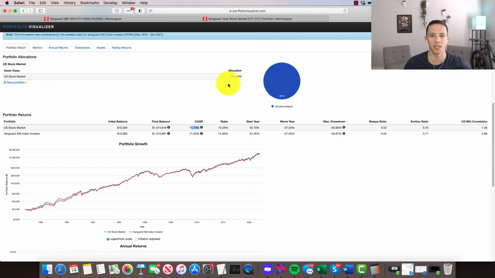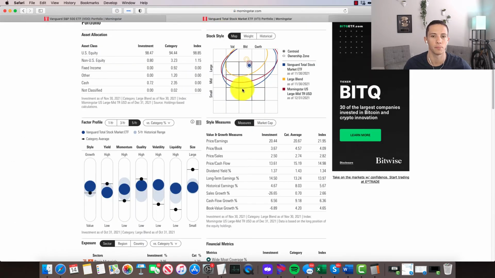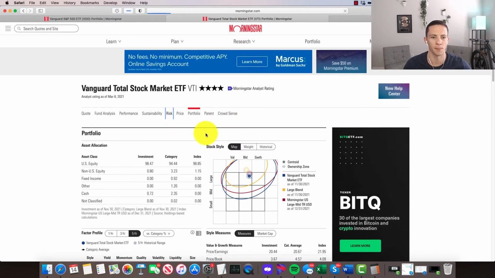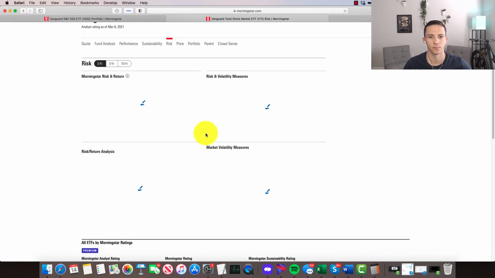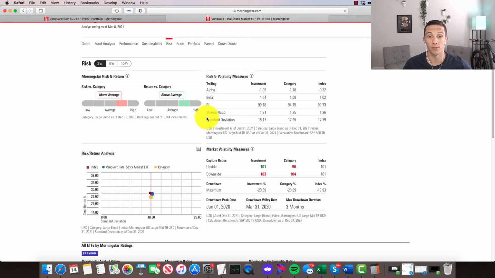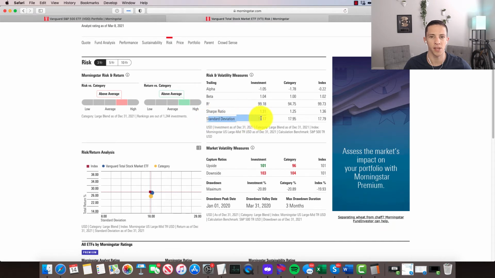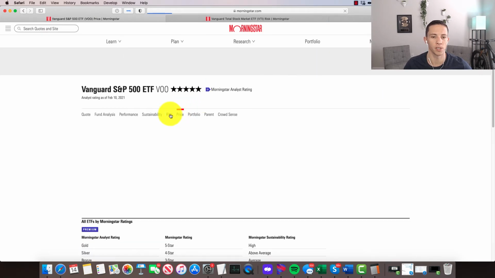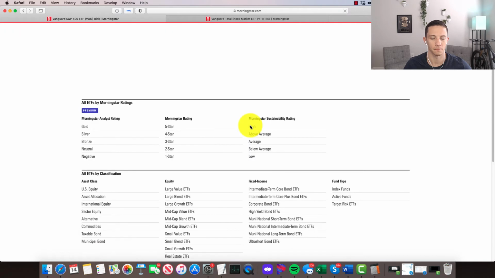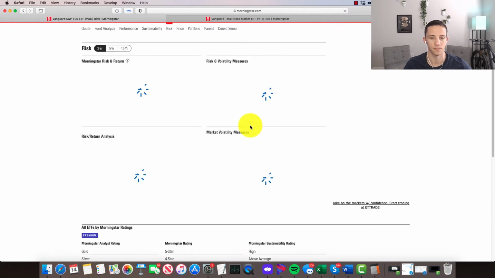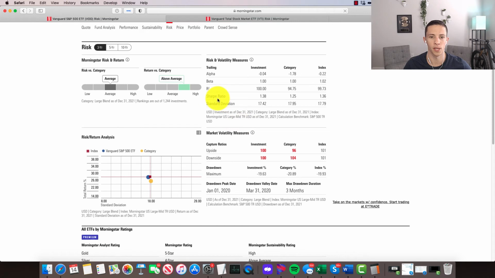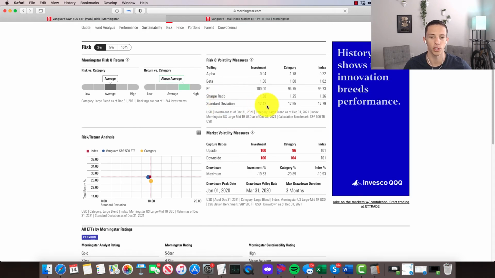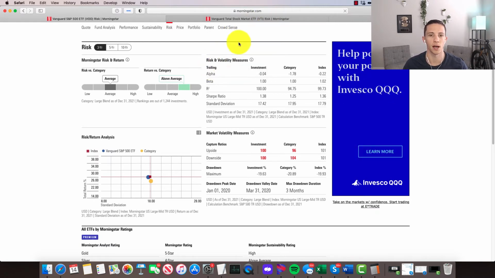Now on volatility, that's where there's going to be some difference between the two of them. If we come back here to Morningstar and go to the risk tab and wait for it to load, we can see the standard deviation of VTI is 18.17, and with the S&P 500, it's probably going to be a little bit less. Yeah, it's less. 17.42.